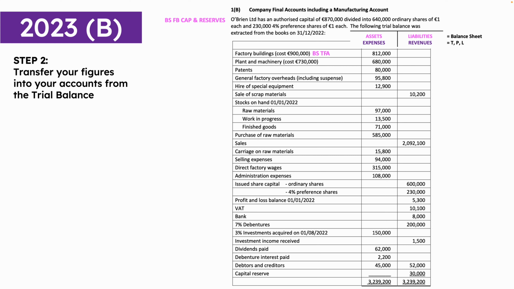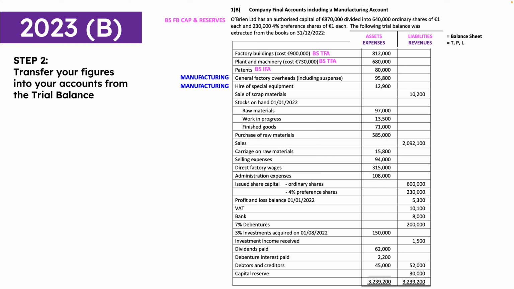That's going to go into the balance sheet, tangible fixed assets. Next, plant and machinery will go in the same place. Patents will go in the balance sheet in the intangible fixed assets. General factory overheads are going to go into the manufacturing account. So into the manufacturing account is going to be any costs or revenues that are associated with the factory. Okay, so just think about the factory. So general factory overheads will go into the manufacturing.